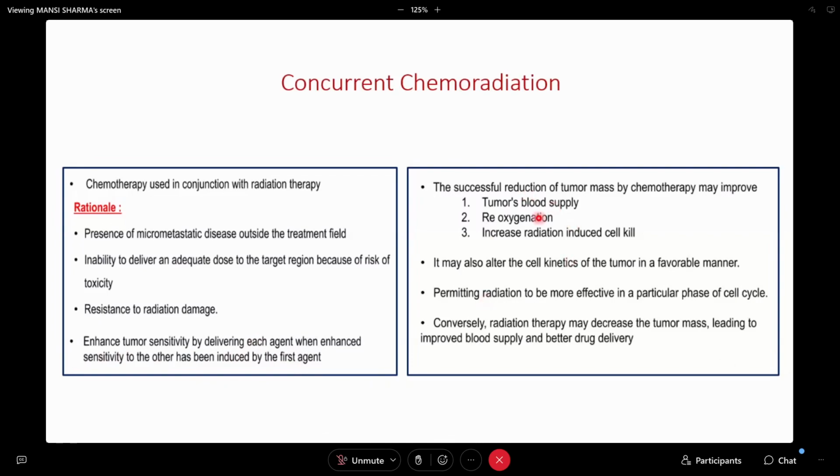Now, the successful reduction of tumor mass by chemotherapy may improve the tumor's blood supply and reoxygenation, increase radiation-induced cell kill, may alter the cell kinetics of the tumor in a favorable manner, and permit radiation to be more effective in a particular phase of the cell cycle. Conversely, radiation therapy may decrease the tumor mass, leading to improved blood supply and better drug delivery.